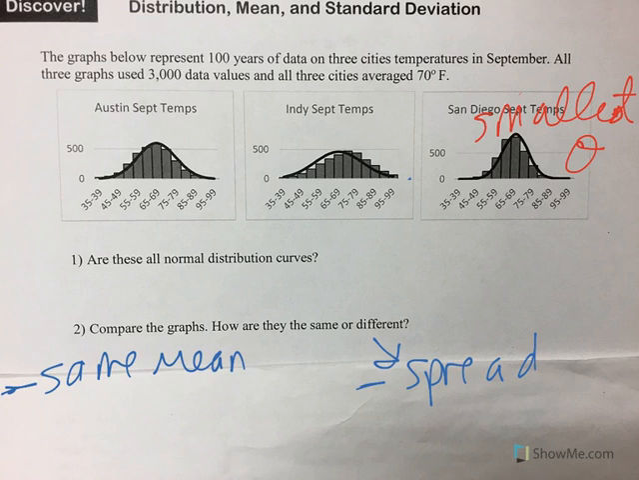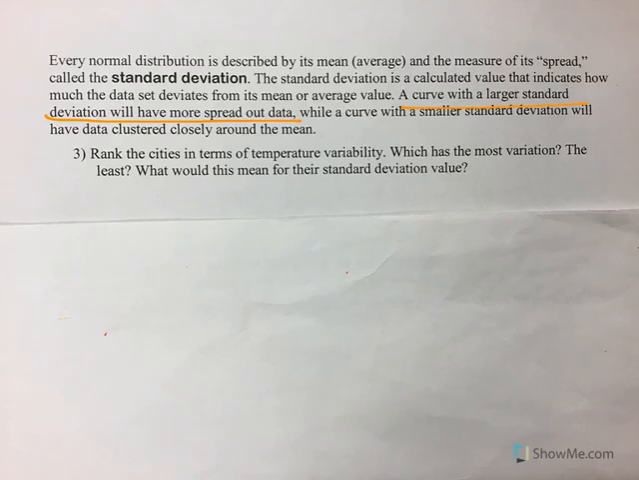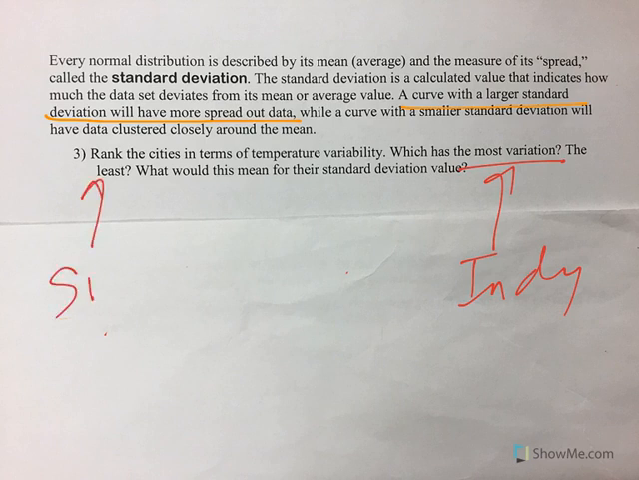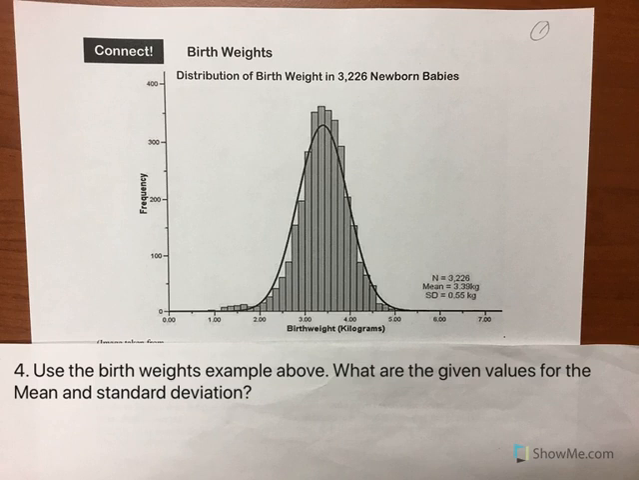And Indianapolis is really spread out. So this is going to have the largest standard deviation. And then Austin is kind of in the middle, so it's going to have the middle standard deviation. So who has the most variation? Indianapolis. Who has the least? San Diego. So if we talk about standard deviations in terms of size, smallest to greatest, it would be San Diego, Austin, Indy. Just based off of their graphics.